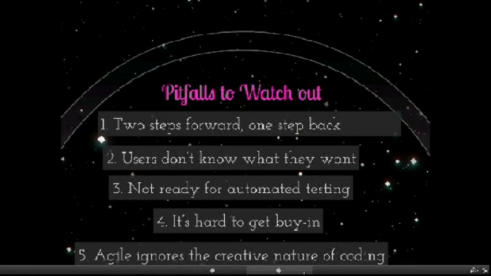Not being ready for automated testing is another pitfall of Agile. The rapid delivery cycles under Agile make software to automate testing a necessity to keep the quality of the product and the code from slipping.